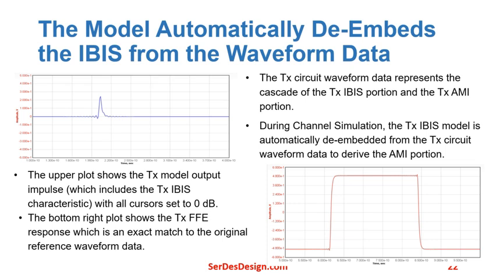The model automatically de-embeds the IBIS from the waveform data. The upper plot shows the transmit model output impulse response, which includes the IBIS characteristic with all cursors set to 0 dB. The bottom right plot shows the transmit FFE response, which is an exact match to the original reference waveform data. The transmit circuit waveform data represents the cascade of the transmit IBIS portion and the transmit AMI portion. During channel simulation, the transmit IBIS model is automatically de-embedded from the transmit circuit waveform data to derive the AMI portion.